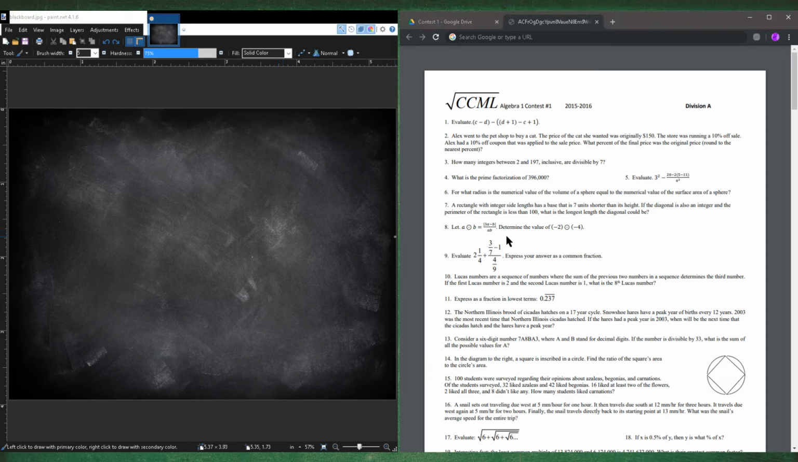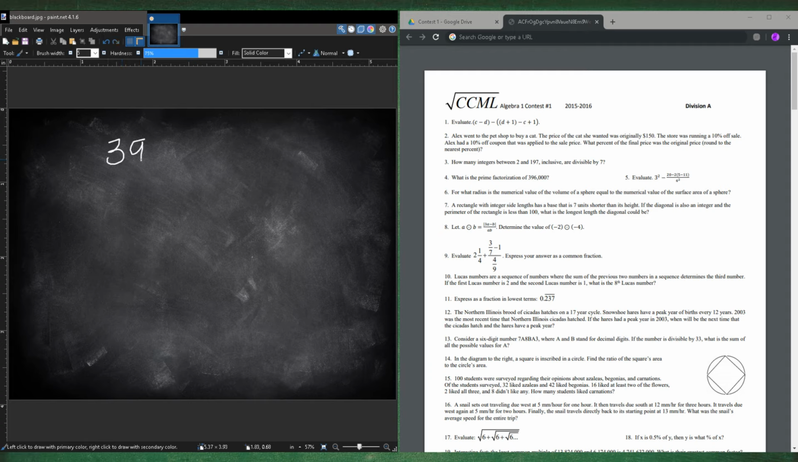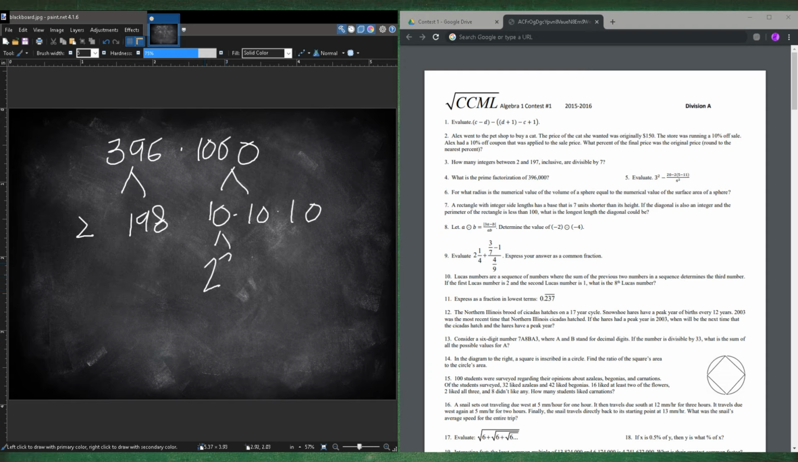Question 4. What is the prime factorization of 396,000? It's just 396 times 1,000. Let's factor this number out. Since it's even, I'm going to divide by 2. So that's 198, and that's 99... and 1,000 could be 10 times 10 times 10. Each 10 is 2 times 5. Since there are 3 of them, this is 2 to the 3 times 5 to the 3.